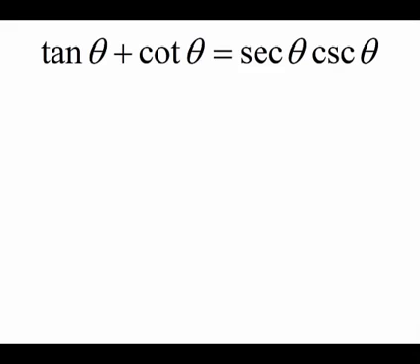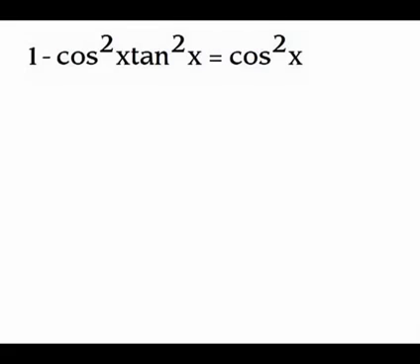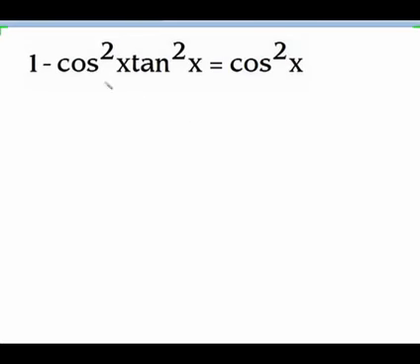Let's take a look at this one right here. So obviously we're going to work on the left side here. And the only thing that we can change is tangent squared right here. Okay. Now a common mistake, let me point out. 1 minus cosine squared, right here. I've seen some students try and change this right here to sine squared. Because yes, 1 minus cosine squared is sine squared.